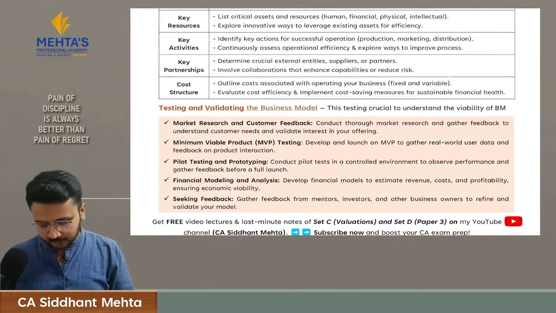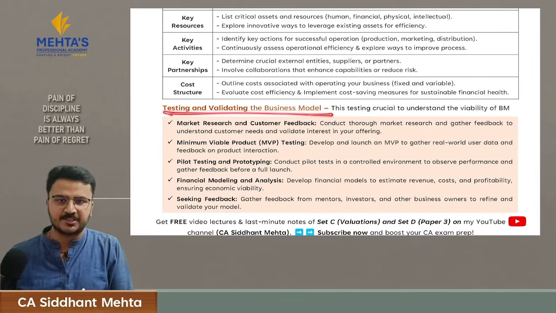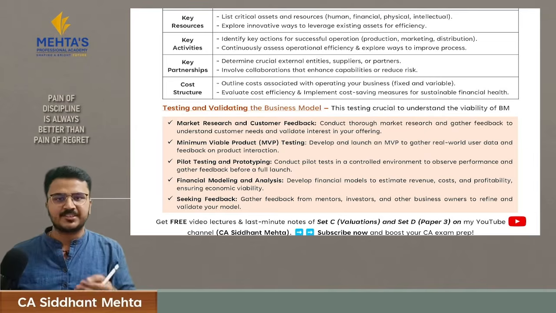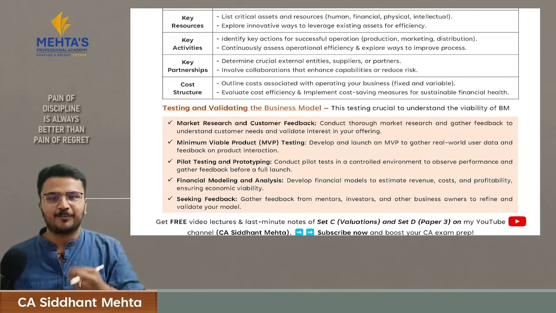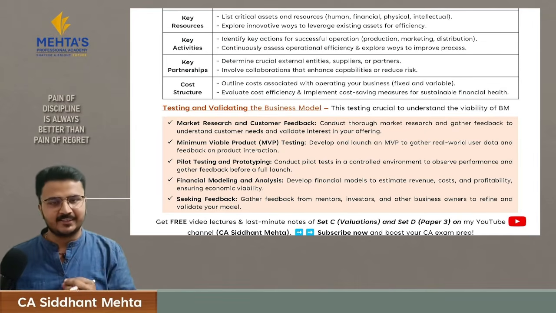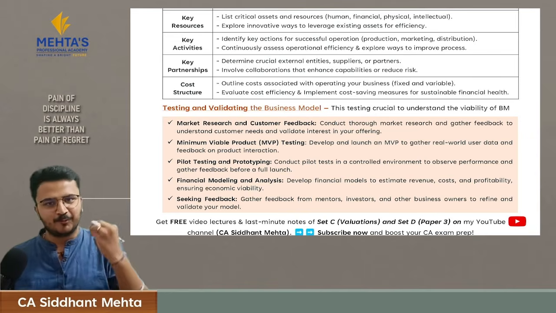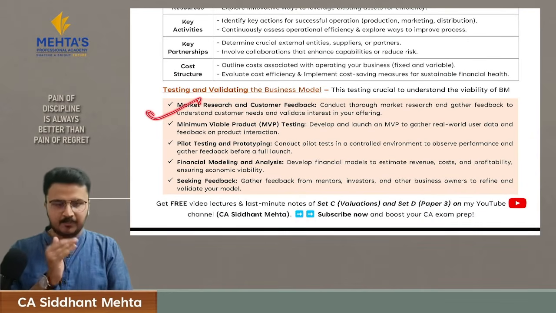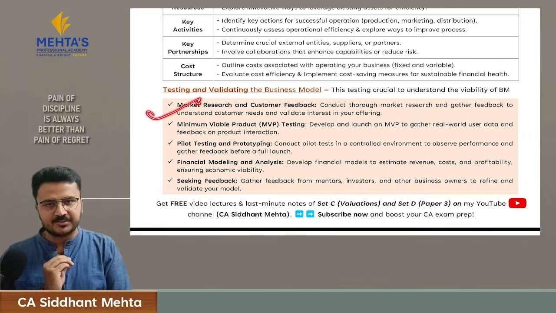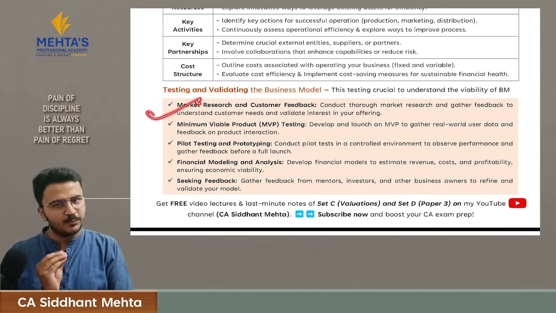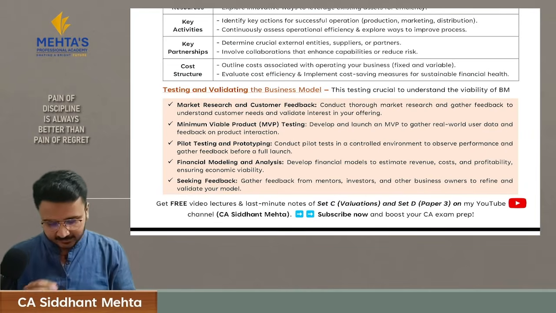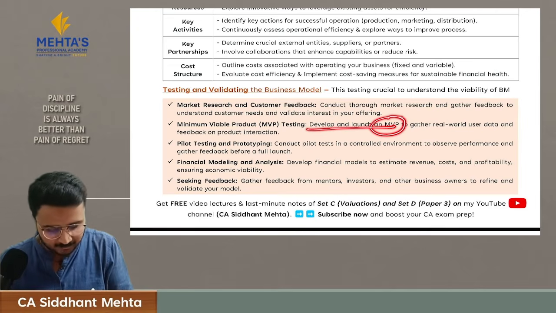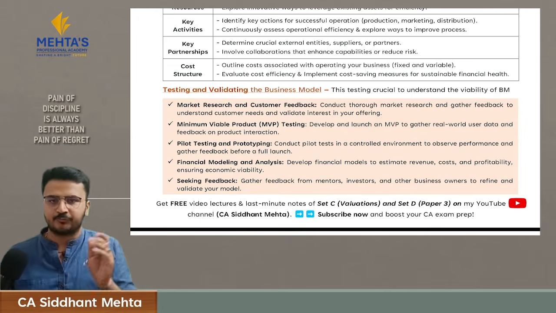Then there is testing and validating business model. आपने ये 9 चीज़ें समझ के आपकी बिजनेस मॉडल बनाया, पर आपको इसको टेस्ट तो करना पड़ेगा समझने के लिए क्या जो मैंने सोचा है क्या वो सही है. सबसे पहले मार्केट रिसर्च एंड कस्टमर फीडबैक. जब भी आप ये बिजनेस मॉडल बनाओगे मार्केट रिसर्च करो, कस्टमर्स के पेन पॉइंट समझो, उसी के हिसाब से बिजनेस मॉडल बनाओ. देन डेवलप एंड लॉन्च अ मिनिमम वायबल प्रोडक्ट, दैट इज अ स्मॉलेस्ट वर्जन ऑफ योर प्रोडक्ट.